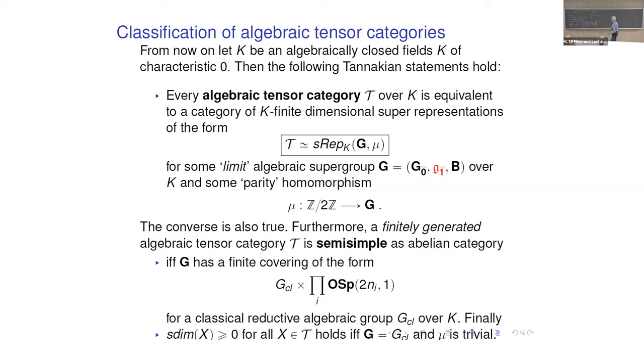And these categories, the finite dimensional, here I should put an S, hopefully I didn't forget it, super representations of G. I do not write boldface here; all my supergroups are boldface, on the blackboard without boldface. This is an algebraic tensor category over K.